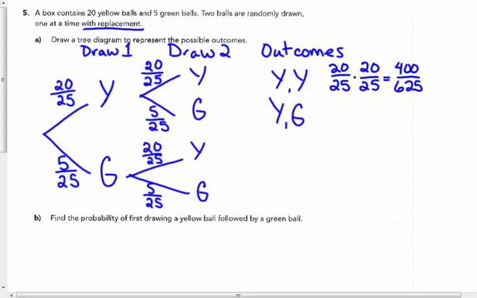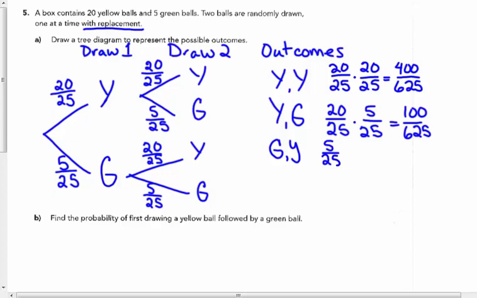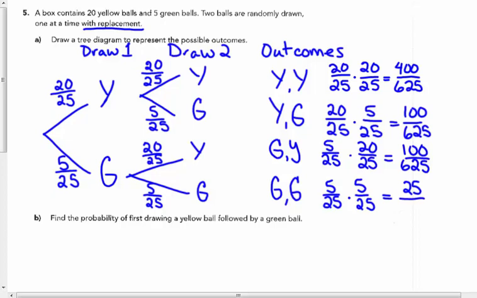So 20 out of 25 for yellow, times green is only 5 out of 25. Well, that's 100 out of 625. Green-yellow would be, green is 5 out of 25, and yellow is 20 out of 25. So again, we get 100. We did the commutative property. We changed the order of multiplying our fractions. It's called commutative. Green, green. So I have green, 5 out of 25, times 5 out of 25, which gives me 25 out of 625. And again, I can check 400 plus 100 is 500, plus 100 is 600, plus 25, all 625 possibilities.